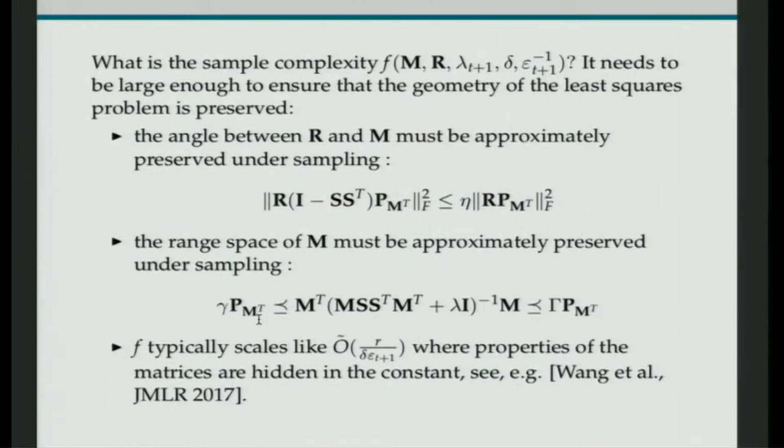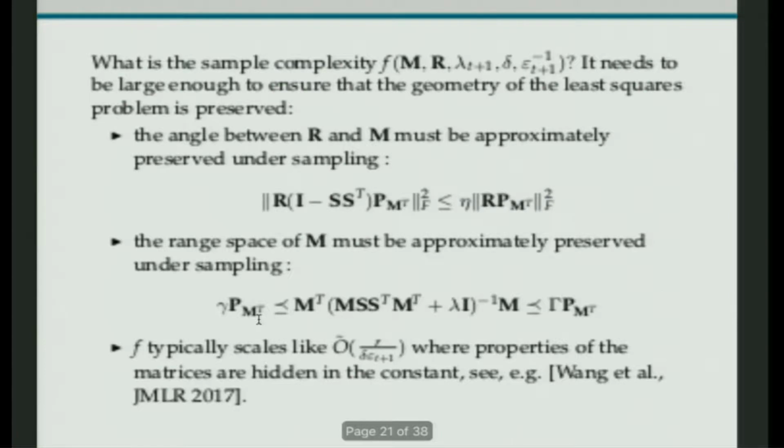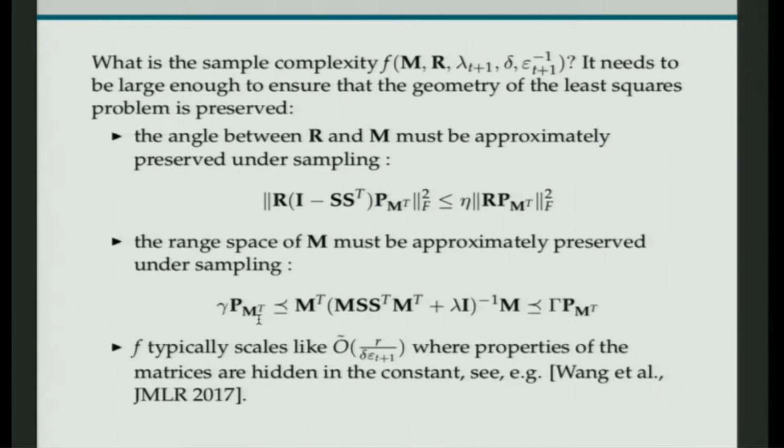So it needs to be large enough, just as in sketching for matrix problems, to ensure that the geometry of the least squares problem is preserved. So in this case, that means that the angle between our residual and our system matrix has to be approximately preserved. This is a sort of strange condition, right? Because you can imagine if R is perpendicular to the range of M, then you can't get that sort of guarantee using sketching.